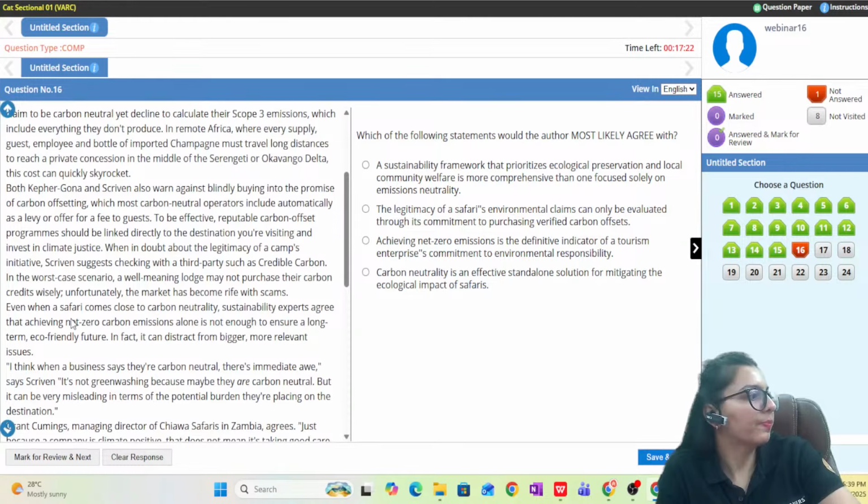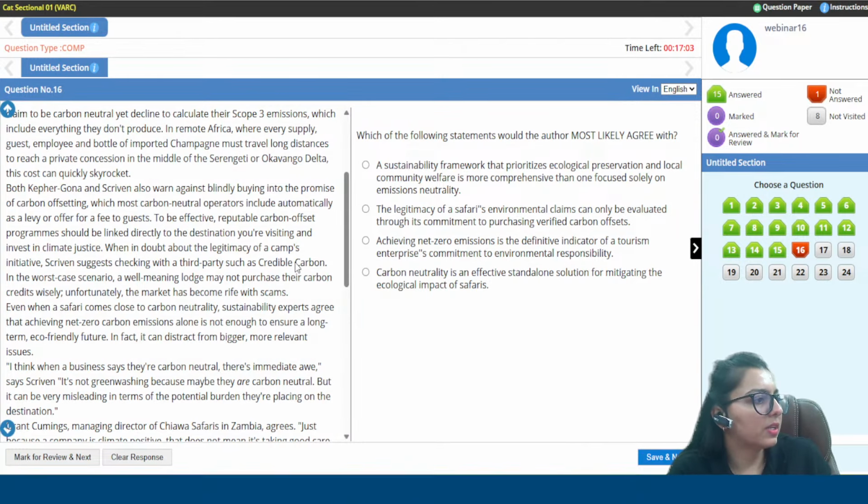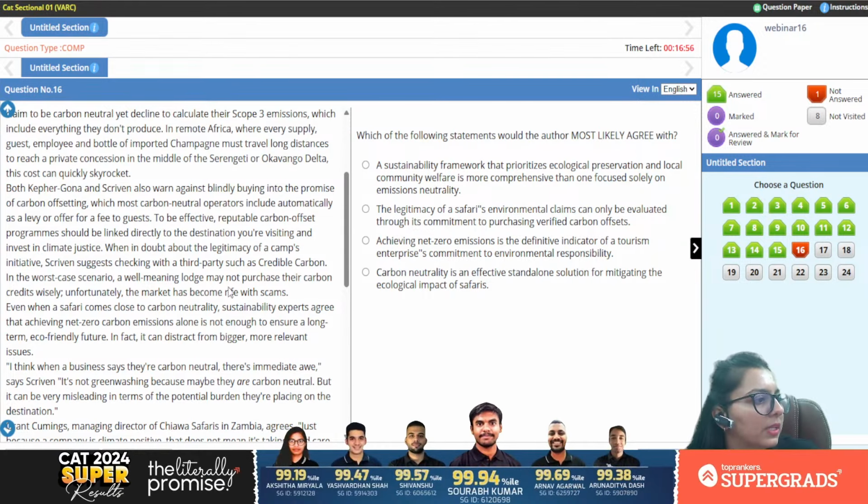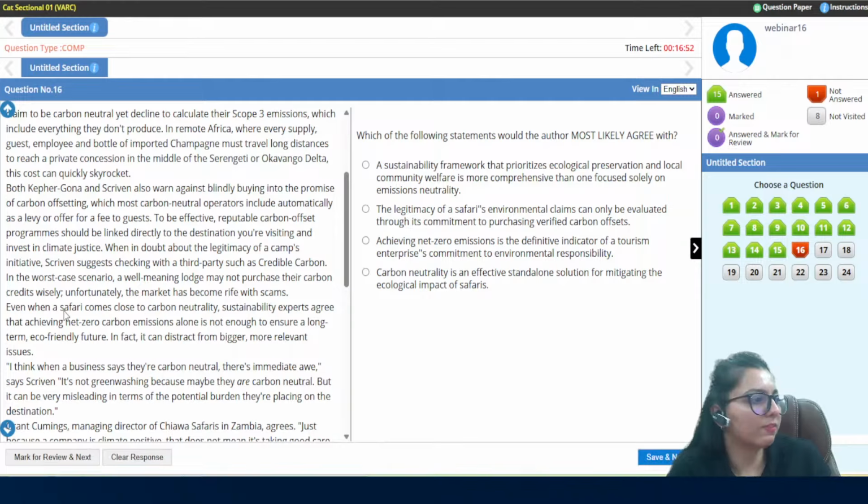Okay, obviously, both Keffer and Scriven also warn against blindly buying into the promises of carbon offsetting, which most carbon neutral operators include automatically as a levy or offer for a fee to guests. To be effective, a reputable carbon offset program should be linked directly to the destination you're visiting and invest in climate justice. When in doubt about the legitimacy of the camp's initiatives, Scriven suggests checking with a third party, such as Credible Carbon. In the worst case scenario, a well meaning lodge may not purchase their carbon credits wisely. Unfortunately, the market has become rife with scams.